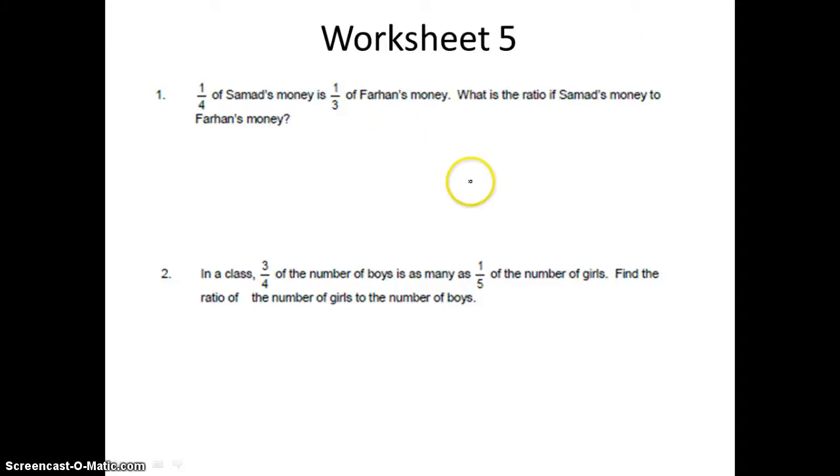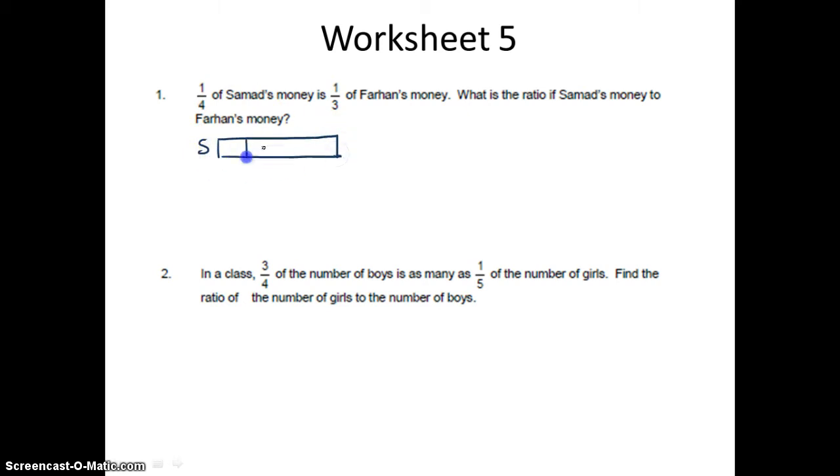Let's continue with the solutions to the ratio. Let's look at worksheet 5. 1/4 of Samad's money is 1/3 of Farhan's money. What is the ratio of Samad's money to Farhan's money? For this, we can actually draw our model to help us visualize.